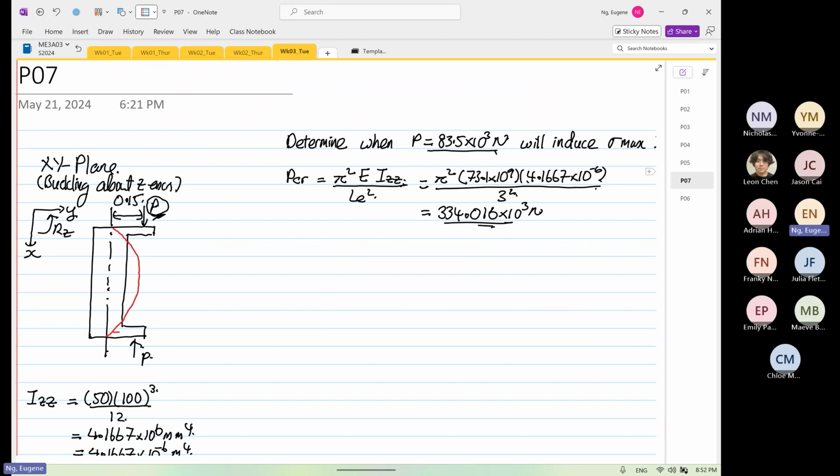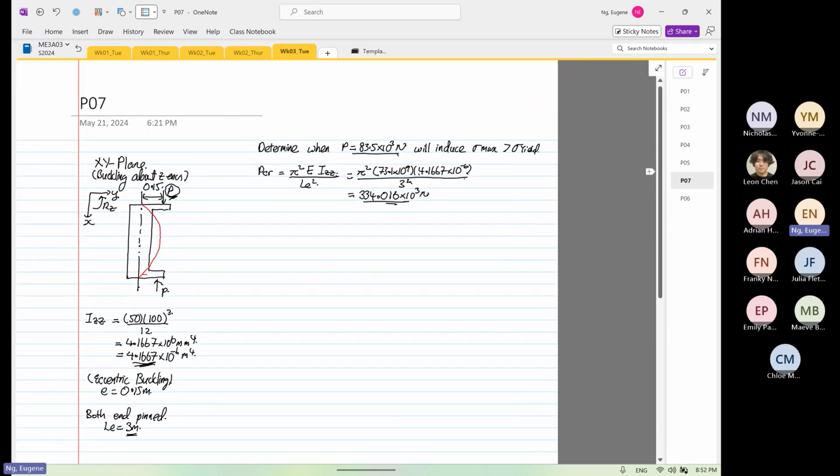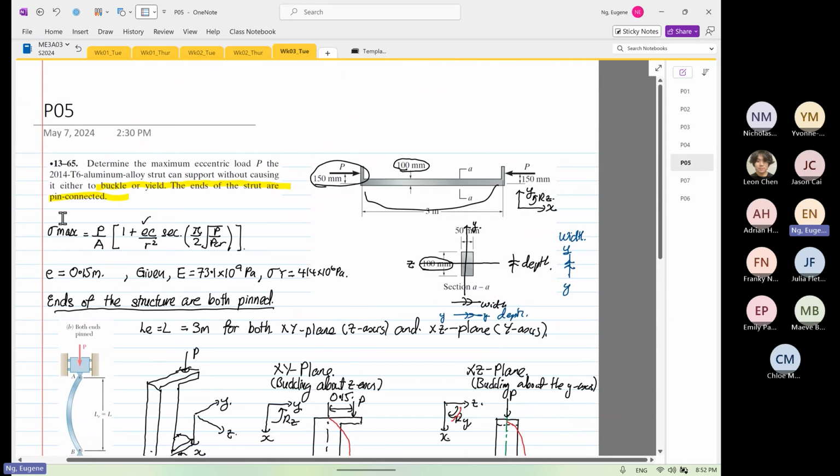Okay, let me do it again. Pi squared times 73.1 power 9 times 4.1667 power minus 6 divided by 3 divided by 3. So it's equal to 334.016. Okay, so now we got this, and then all we need to do is get that whole formula over. Then it's easy.